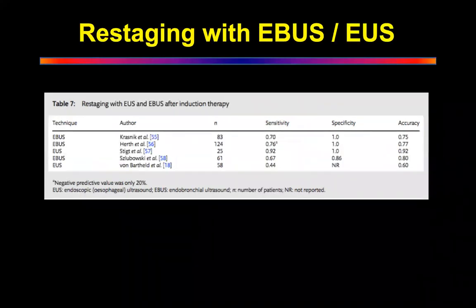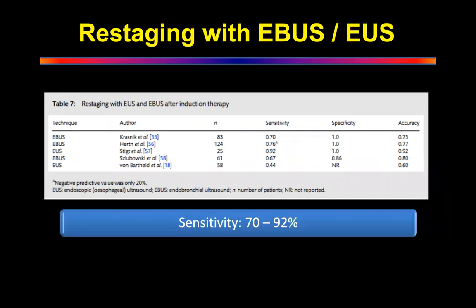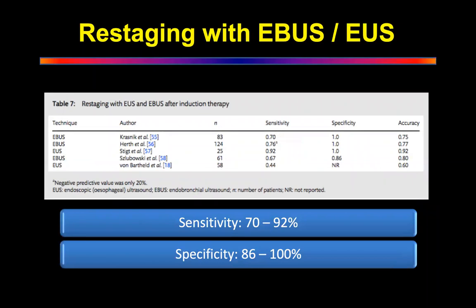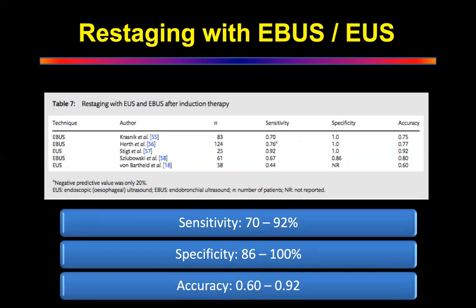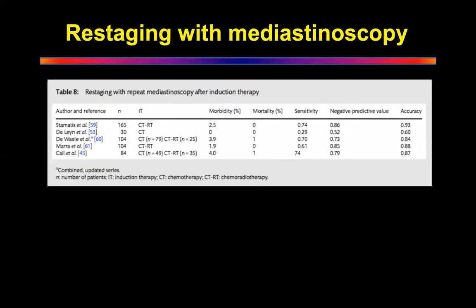How about restaging with EBUS and EUS? How good is it? Is it any good? The sensitivity drops a little bit when you restage with EBUS and EUS to the level of 70 to 92%. The specificity still remains high at 86 to 100%, okay? Accuracy is 0.6 to 0.90. This is a statistical accuracy, so I would not quote that. I would just talk in terms of sensitivity and specificity.